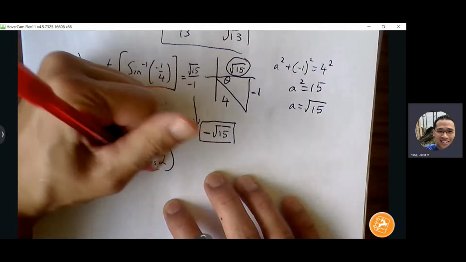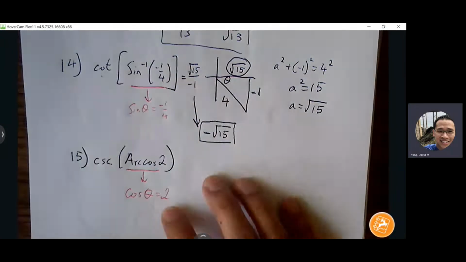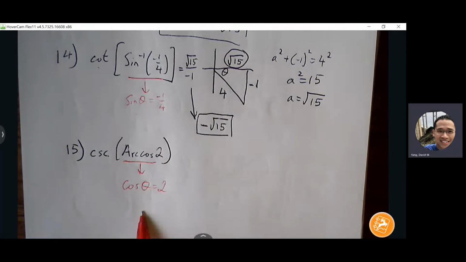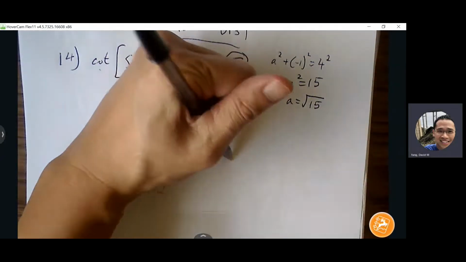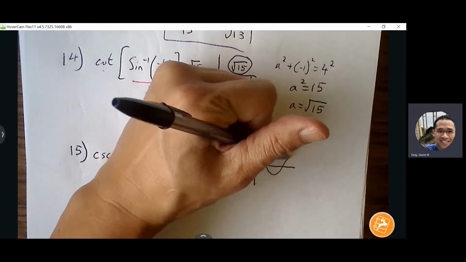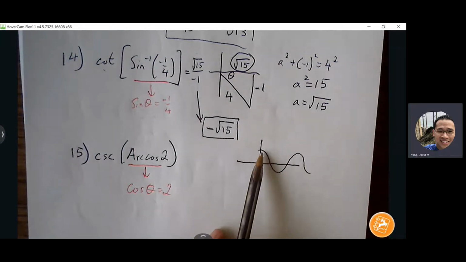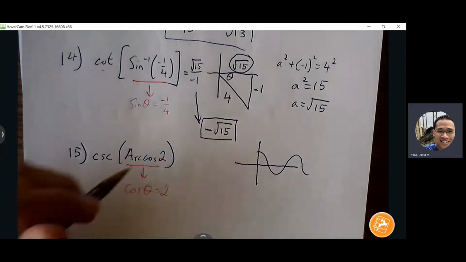Okay, let's see what this inside is telling us. Cosine of theta is equal to 2. Cosine is going to be 2? Think about what the cosine graph looks like. It only goes up to 1 and -1, right? It's never going to drop below -1 or go above 1. So it's not going to happen, and if it can't happen, then we can't figure out that value. It's undefined.